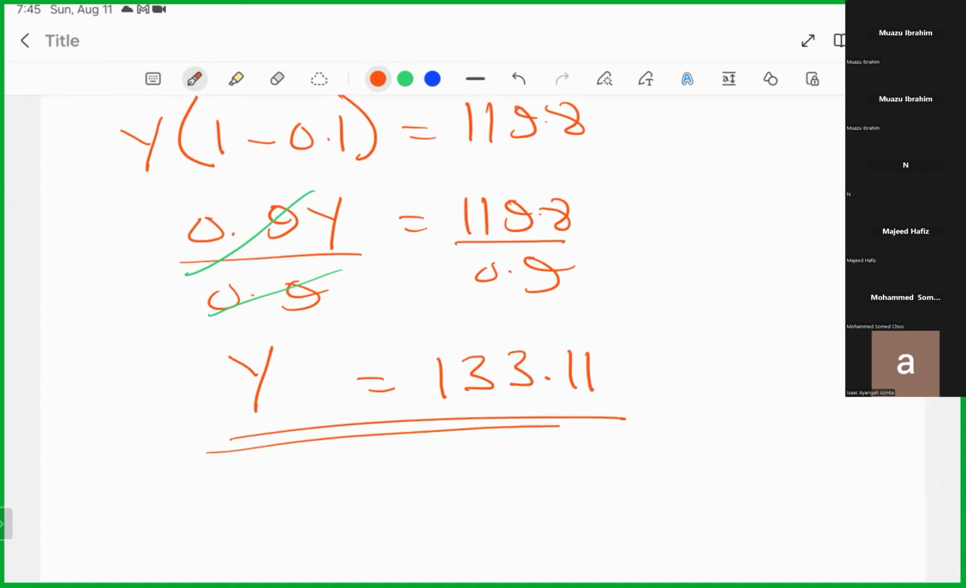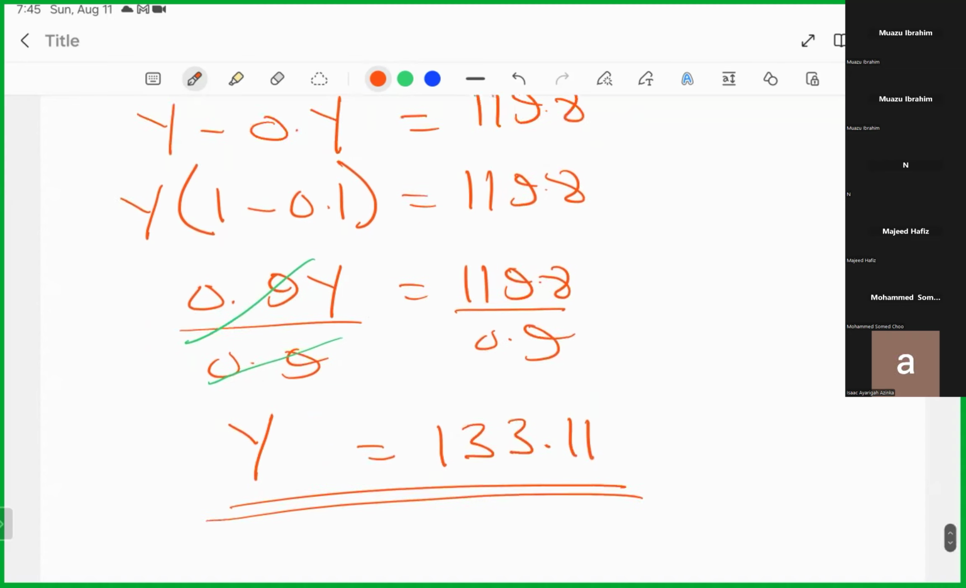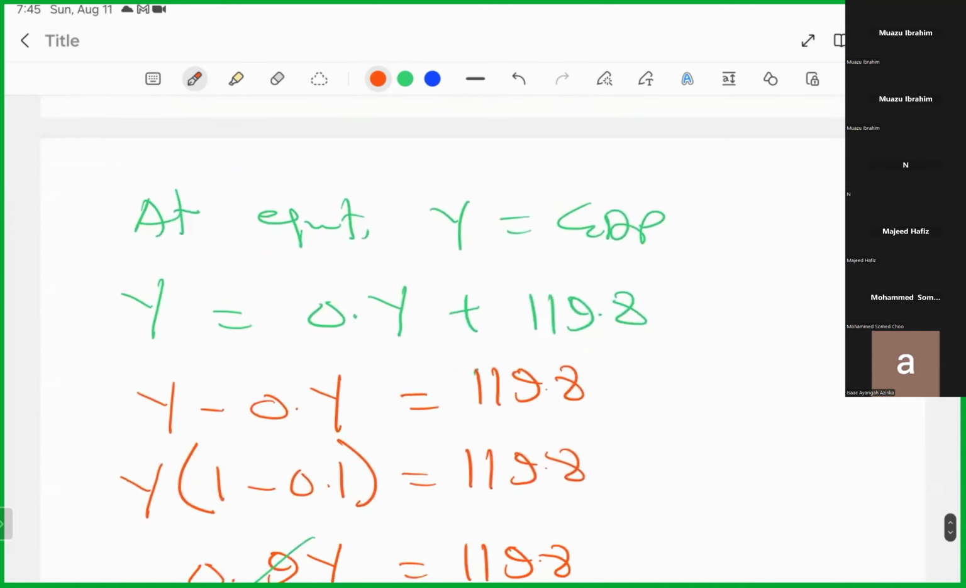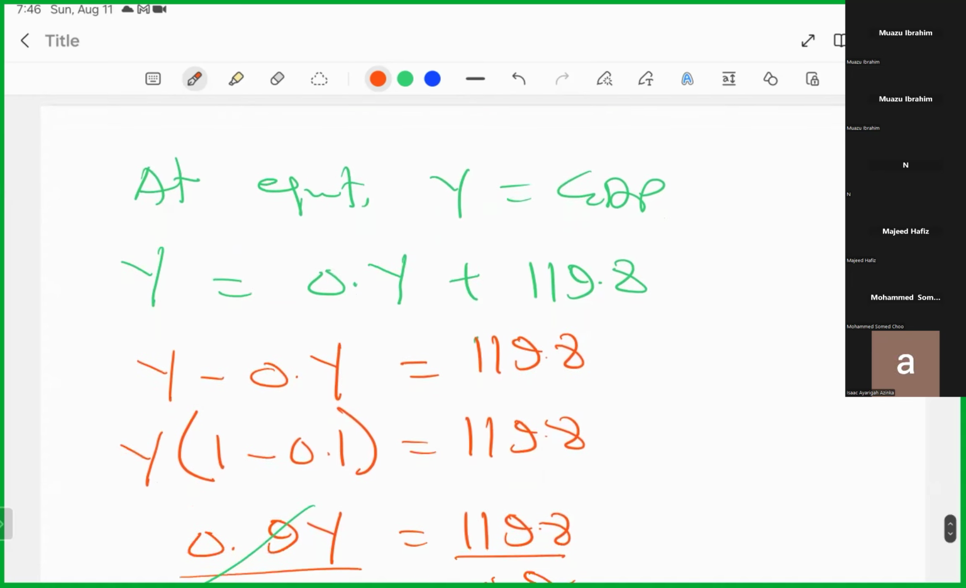Hello, doctor. This particular place, when you group like terms together, where you have Y open bracket 1 minus 0.1, that is where I don't understand. Because the 0.1Y is crossing the equal sign, so it becomes negative there, equal to 119.8. How come in your next step you have Y open bracket 1 minus 0.1? How did you arrive at that? Please kindly explain to me.